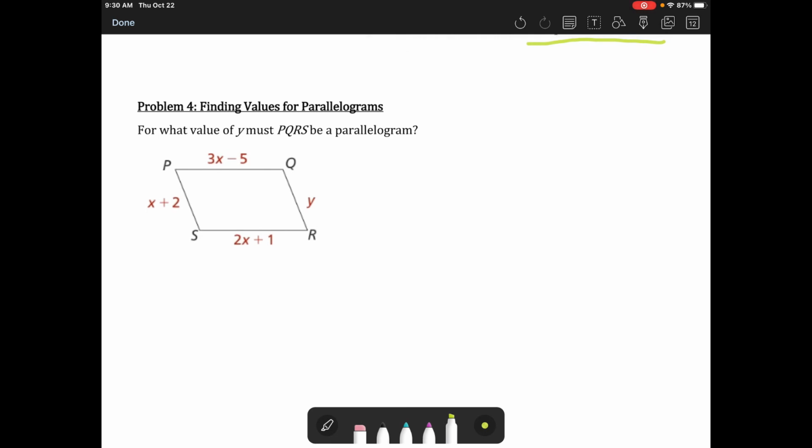Okay, problem 4. For what value of y must PQRS be a parallelogram? Well, if you recall, in a parallelogram, opposite sides are congruent. So x plus 2 is equal to y, and 2x minus 5 is equal to 3x plus 1. Let us go ahead and solve. Sorry, this should be 3x.